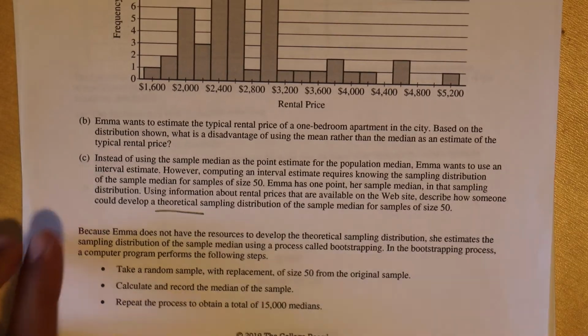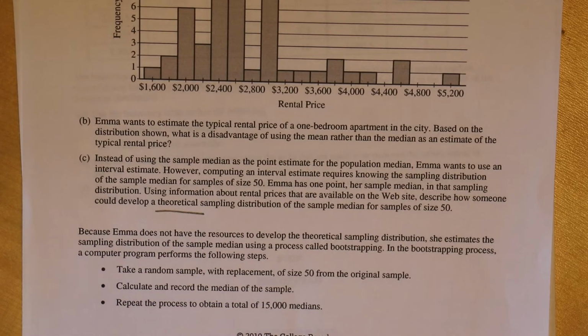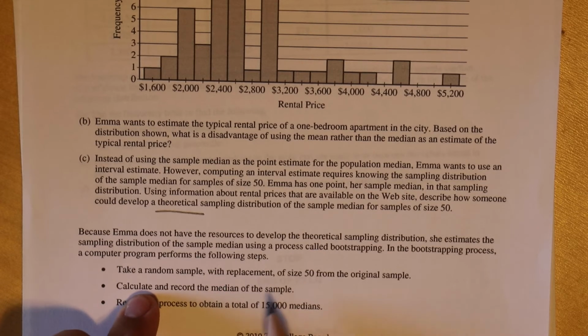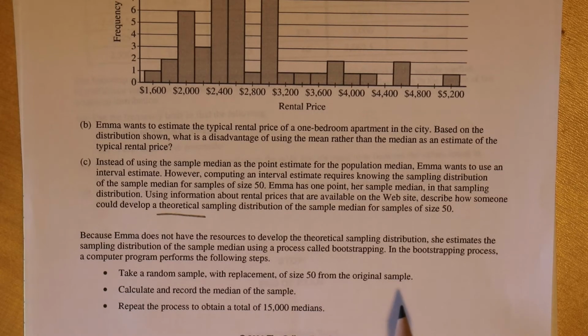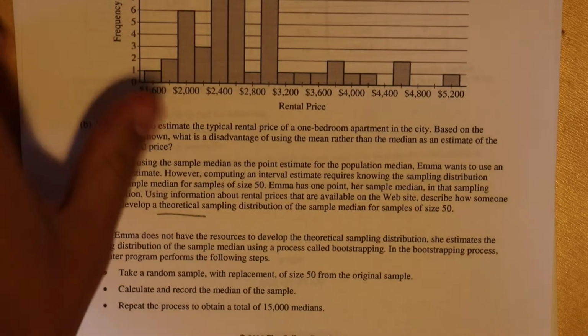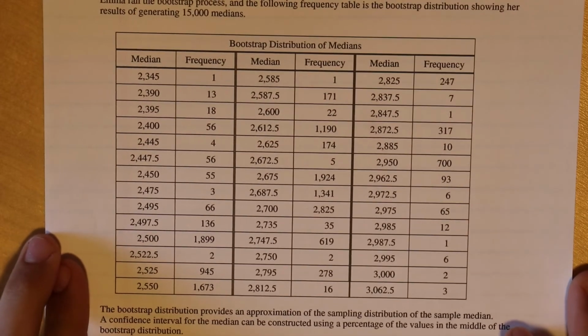Emma, really nice work here. Because Emma does not have the resources to develop a theoretical sampling distribution, she estimates the sampling distribution of the sample median using a process called bootstrapping. In the bootstrapping process, a computer program performs the following steps. Take a random sample with replacement of size 50 from the original sample, calculate and record the median of the sample, and repeat the process to obtain a total of 15,000 medians, which is essentially what you just saw in the animation. Then they give you this big old table, and it looks really intimidating because it's not a graph.